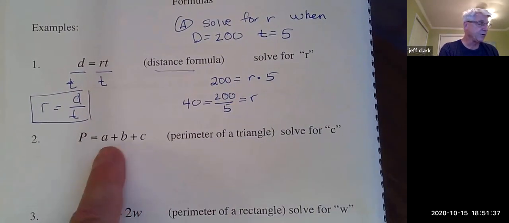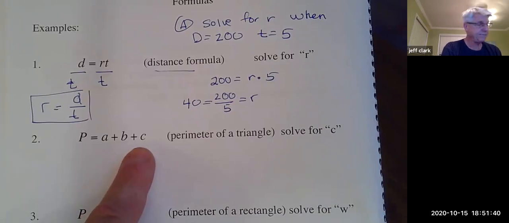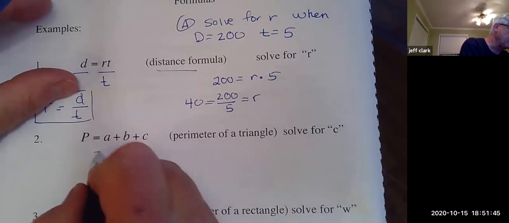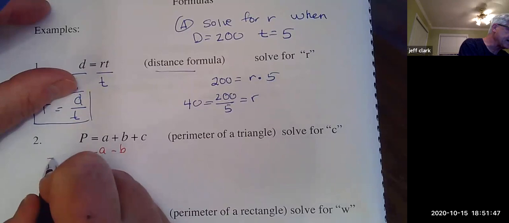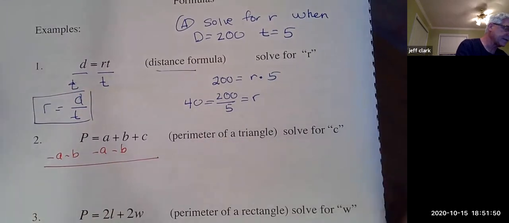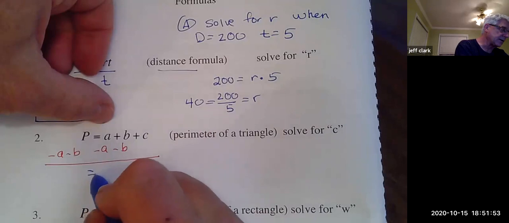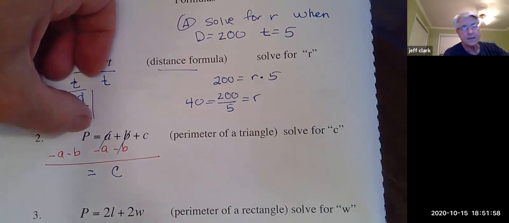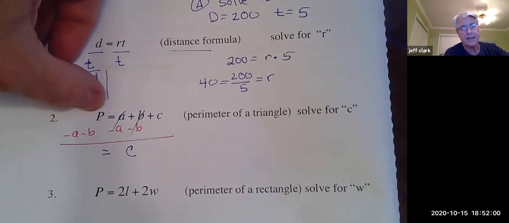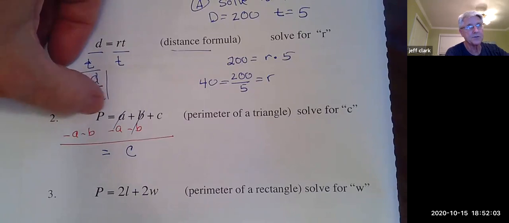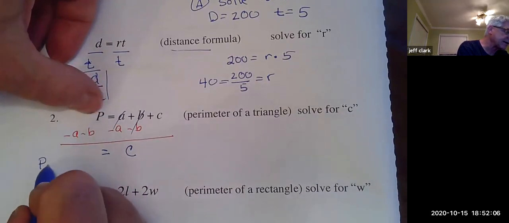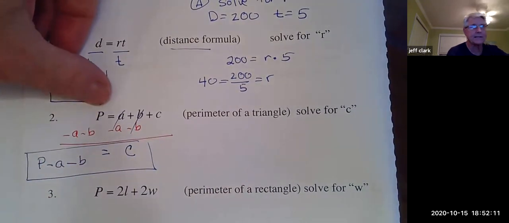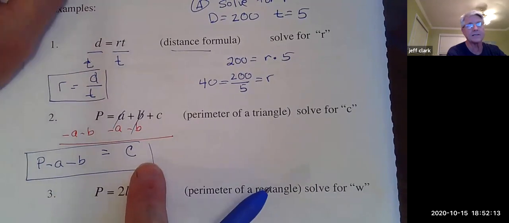So like this one, I'm going to move the A and the B, keep the C all by itself, and I think I'll choose to keep it on the right-hand side. So I'm going to subtract the A and the B from both sides. Notice on the right-hand side, those go away, and you're left with just C. These are not like terms. The letters P, A, and B, you can't combine those. So I'll write the P first, subtract the A, subtract the B, and that's solving for C. Got the C all by itself.